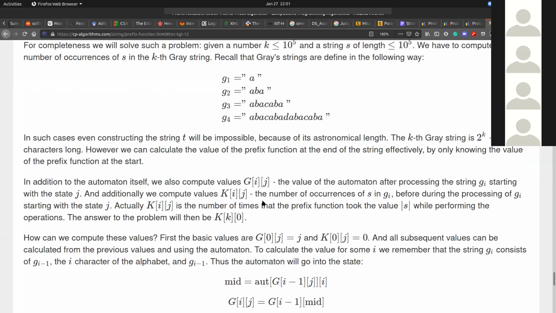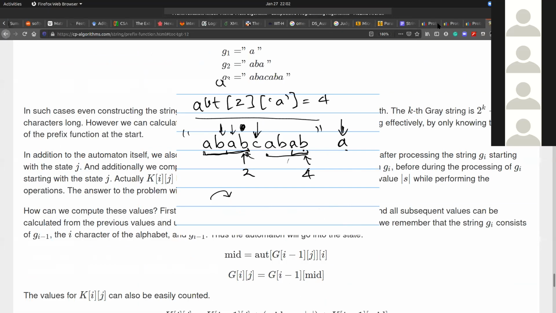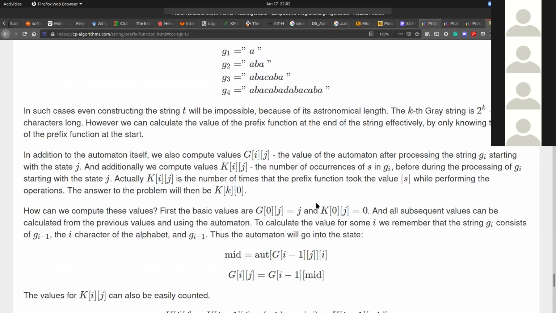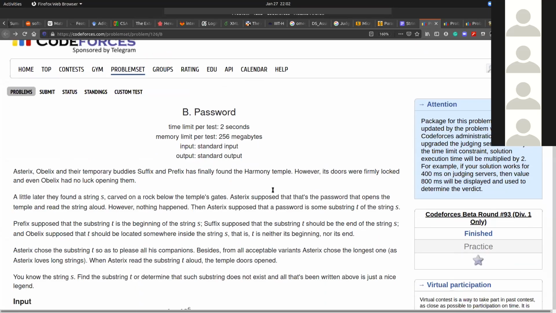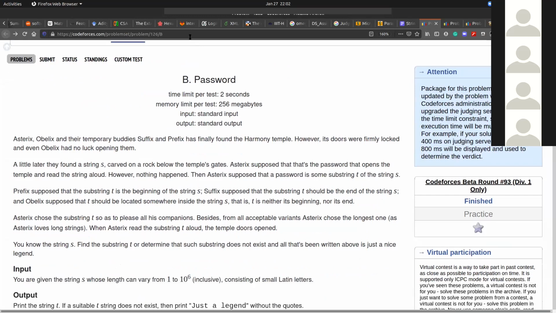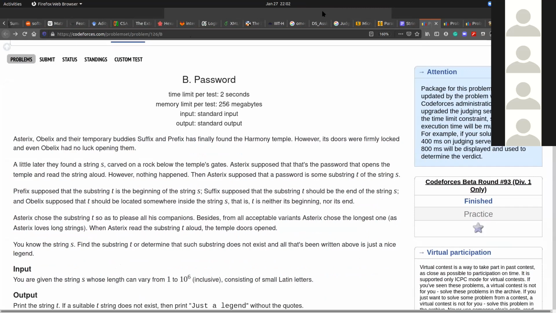Now we'll do some problems. If you don't have any questions till now, we'll continue with the problems. So this is the first problem. I'll send you the link on the chat.